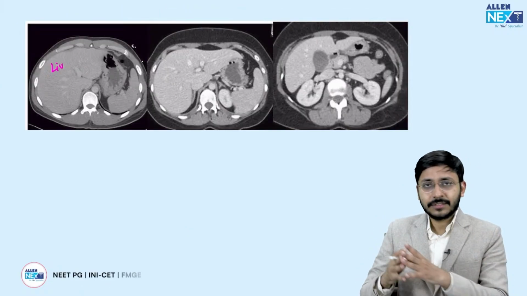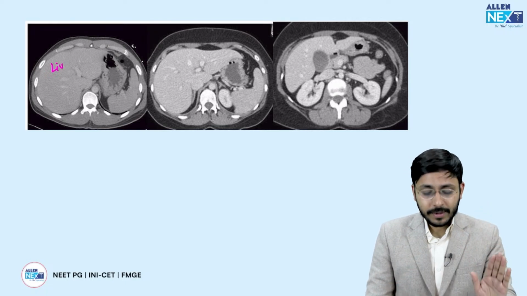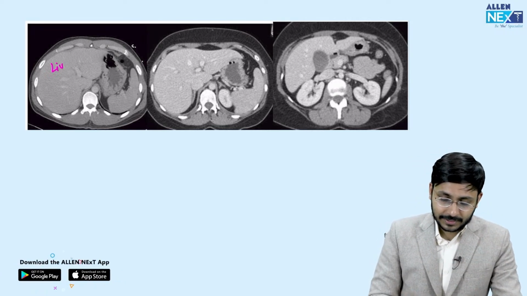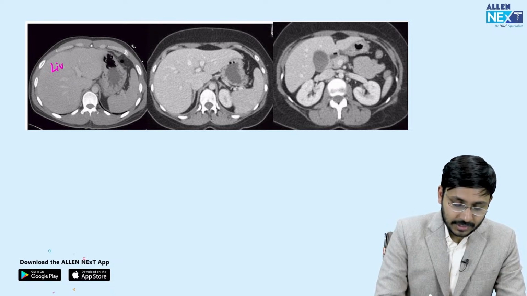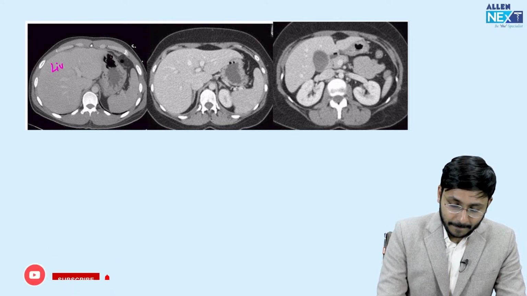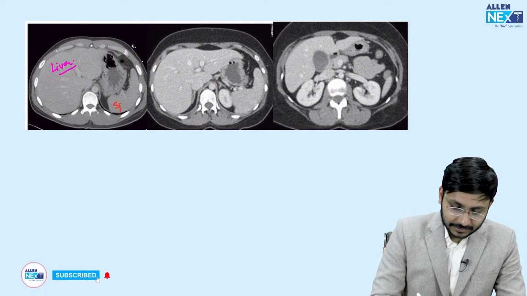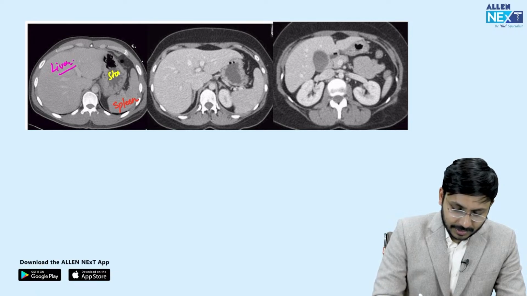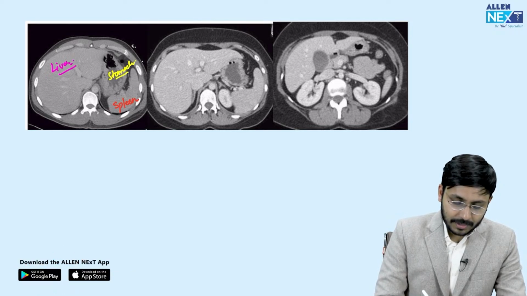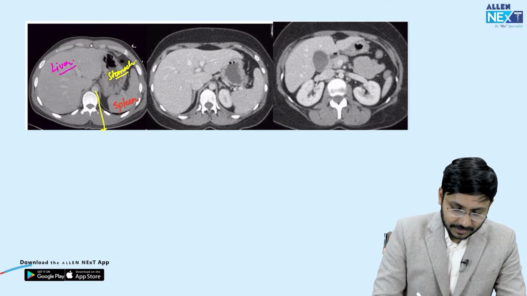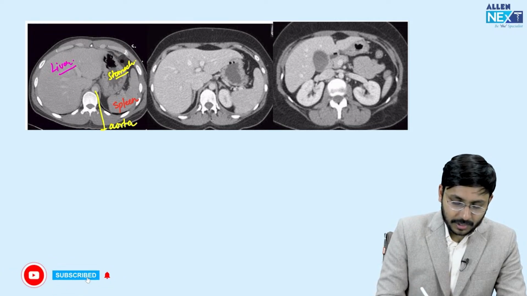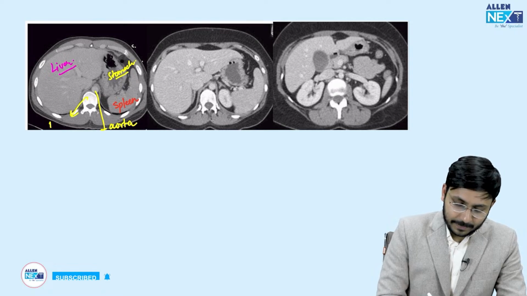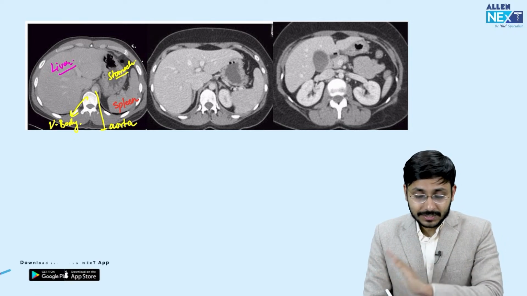Now let's just discuss the other anatomy of abdomen. We'll label each and everything. Starting with the big structure, this is the liver, this is the spleen, this right here is the stomach. This is the aorta, abdominal aorta. And this is the vertebral body. We know this, right? Now moving on to the second image.